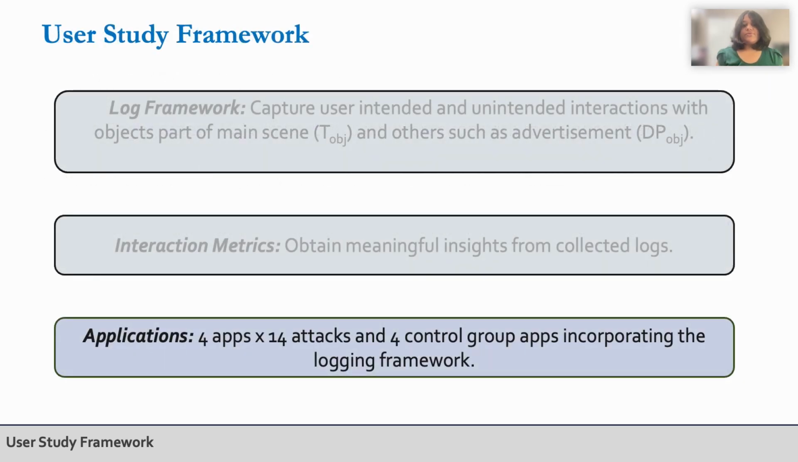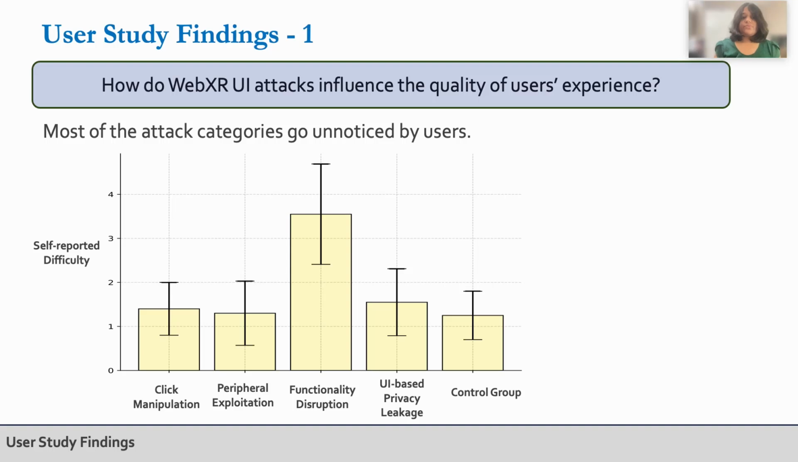Integrating 14 attacks in 4 apps, reading, gaming, shopping, and travel, along with 4 control group apps, and incorporating the logging framework in each app, we developed the application suite used in the user study. Let's now look at the findings from our user study, which we conducted with 100 participants. Finding 1 suggests that most of the attack categories go unnoticed by users. Particularly, other than functionality disruption, we found that the experience of users when attacks from other attack categories were integrated was similar to that of the control group.